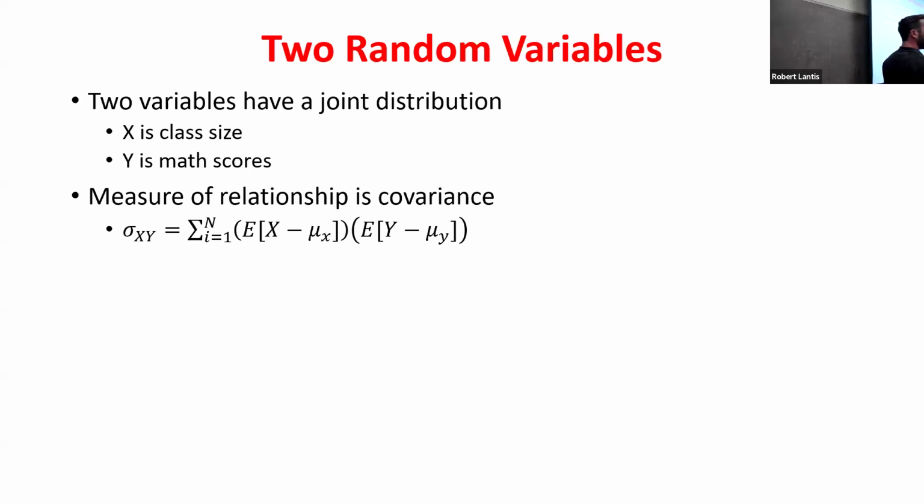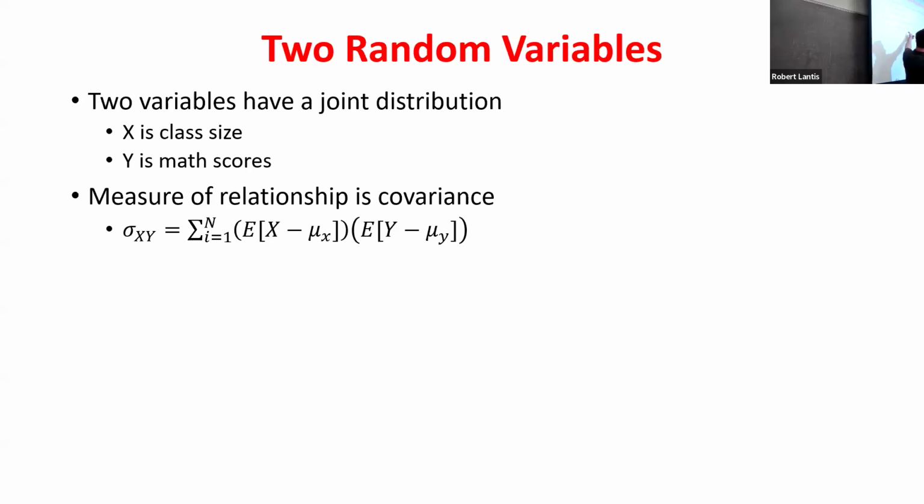And if they're both negative, negative times negative is positive, right? Well, if they were both negative, that would mean that when class size was low, the math score also tended to be low. That was one observation that these things are positively correlated, right? They tend to be on the same side of the mean.